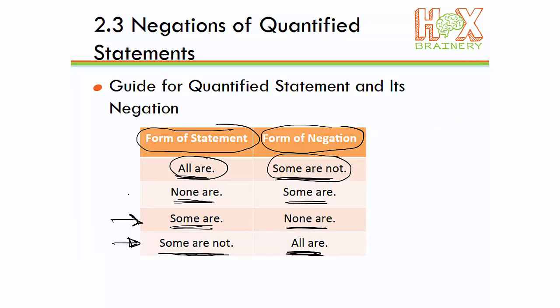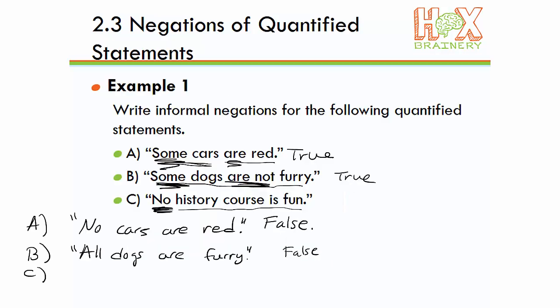That would be like the second row here, none are, no class. And then the negation involves some are. So if we say no history course is fun, the negation would be some history courses are fun.